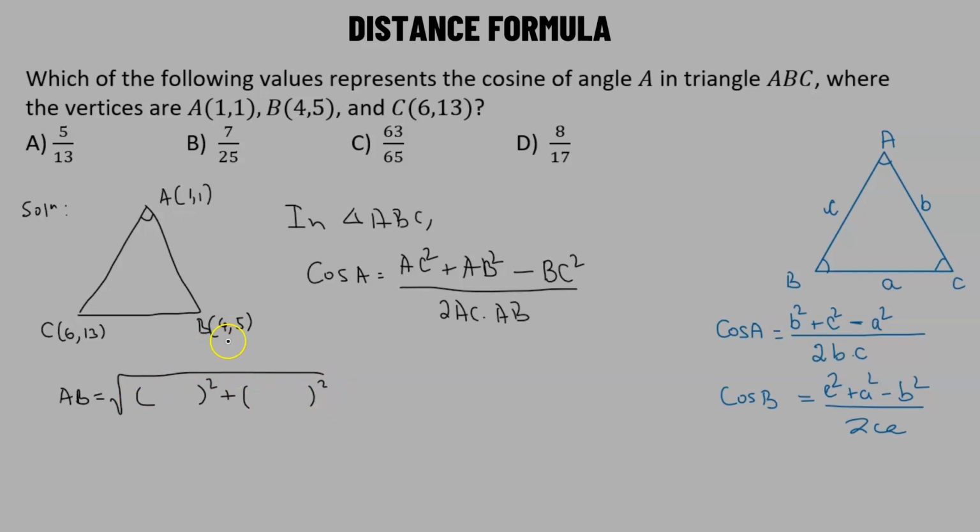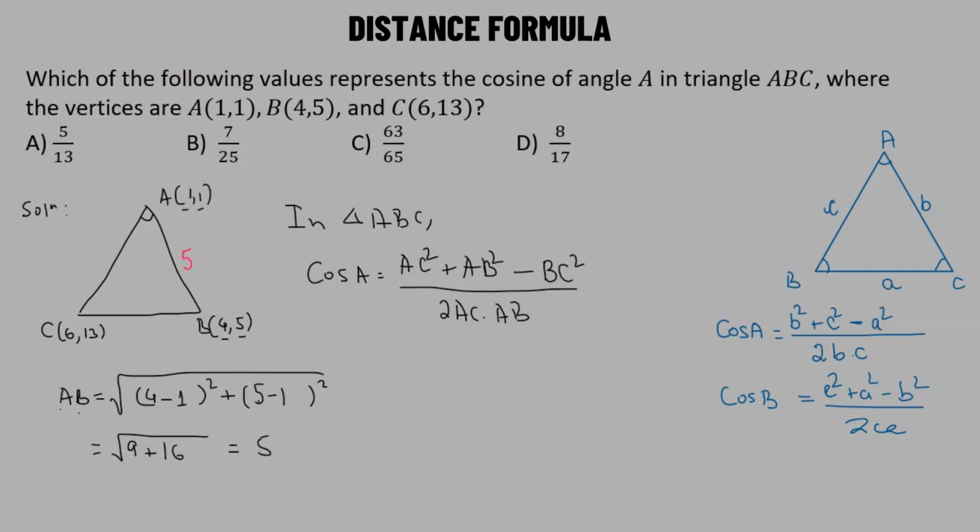Since we have AB, we'll start with B first. We consider the x coordinate of B, that's 4, and from it subtract the x coordinate of A, that's 1. So we have 4 minus 1, squared, added to the difference of the y coordinates. We start with the y coordinate of B, that's 5, and from it subtract the y coordinate of A, that's 1. So we have 5 minus 1 squared. So let's find out the value. That is equal to the square root of: 4 minus 1 is 3, 3 squared is 9. Plus 5 minus 1 is 4, 4 squared is 16. So 9 plus 16 is 25. That means we have the square root of 25, which is simply 5. So the length of side AB is 5.